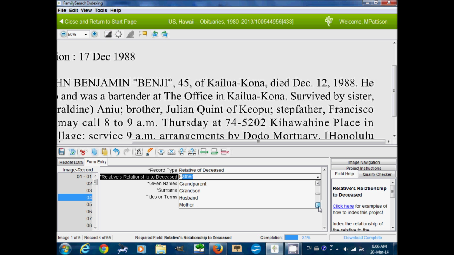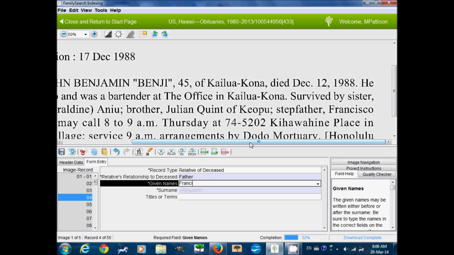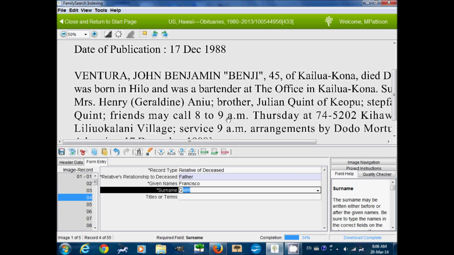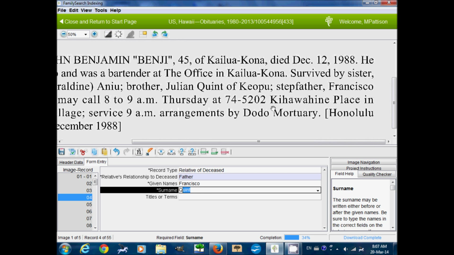By the way, the relationships are all listed here. You can go to the drop-down list and see. And you see that when we get to the S's, there's no step relative. So stepfather is just father, stepsister would just be sister, and so on. Okay. Francisco Quint. Okay, next we have friends, but there's no name there.